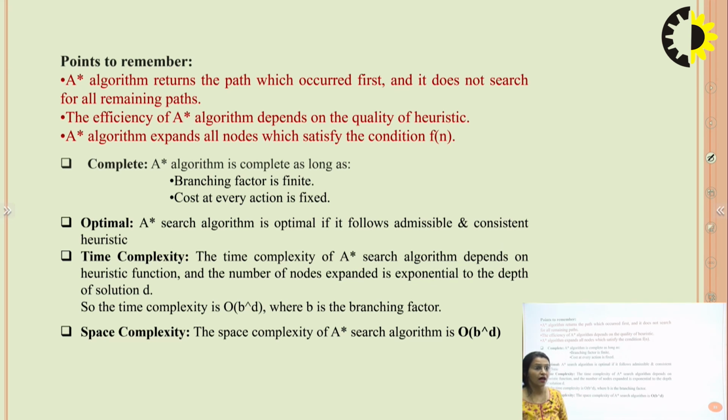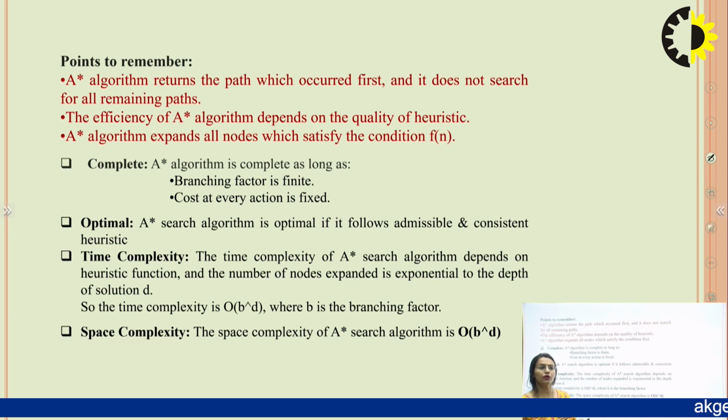In case of following the properties of an algorithm, we can say that the A star algorithm is found to be complete as long as the branching factor is finite. That means I have a finite number of branches, and the cost of every action should be fixed. If I'm talking about the paths, there must be some cost associated with each path. So those path costs should be fixed in the beginning. You cannot vary those costs from time to time, because it can mislead the search and it can mislead the solution as well.